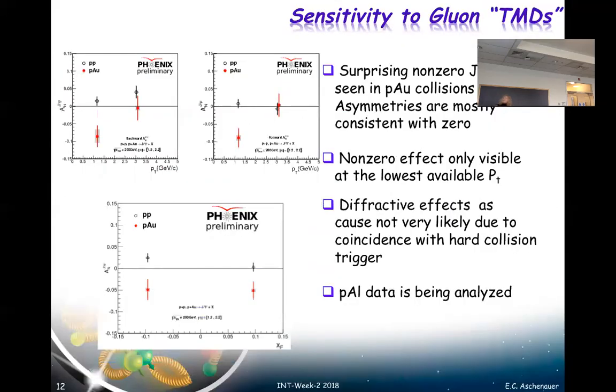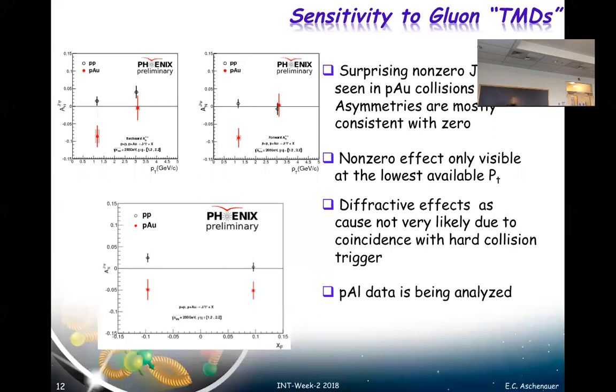Then PHENIX has also measured pp and p-gold, looking at J/psi, again in the muon arms. You see here that what is interesting is that there is quite some effect for the p-gold, and I think Ralf and Christine should correct me if I'm wrong, why we see this effect in p-gold and in pp it's consistent with 0 is not yet fully understood.